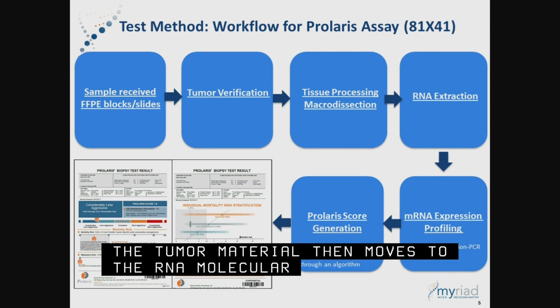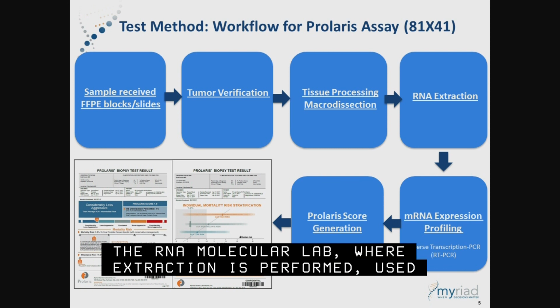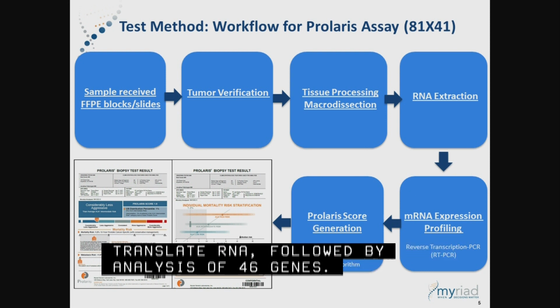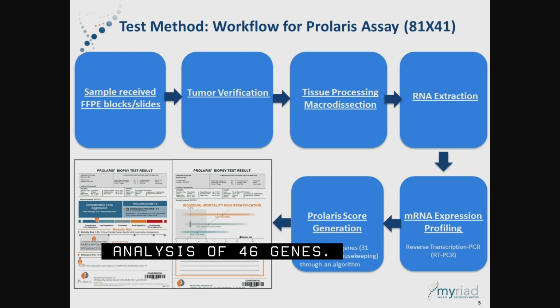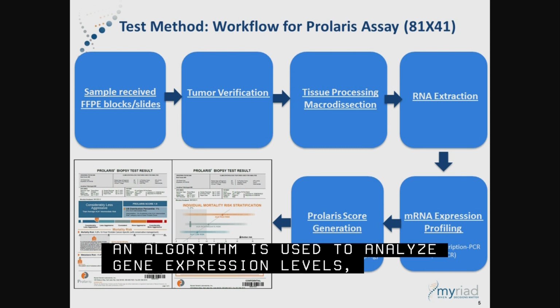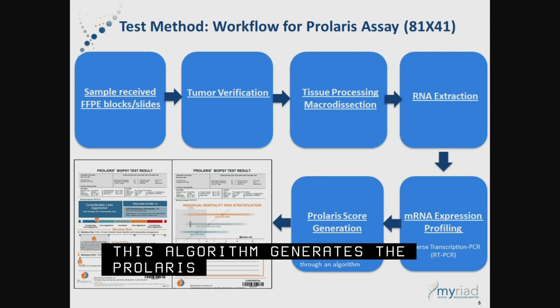Reverse transcription is used to convert mRNA into cDNA, followed by real-time PCR analysis of 46 genes. An algorithm is used to analyze the gene expression levels of 31 cell cycle progression genes, normalized to 15 housekeeper genes. This algorithm generates a Polaris score, which has been validated as a prognostic marker for prostate tumor aggressiveness. Finally, we issue a report with a Polaris score for that patient.